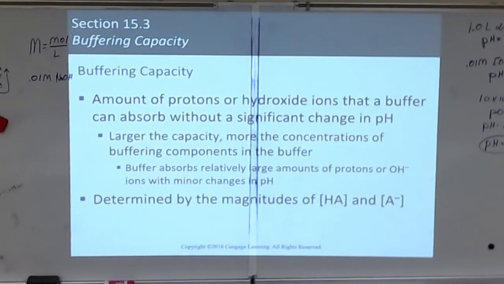Okay? All right, so the capacity is the amount of protons or hydroxide ions a buffer can absorb without changing the pH too much. The larger the capacity, the more concentration of buffering components. And this is simply determined by the magnitudes. You probably heard me mention a couple slides ago when they were talking about the ratios, that one had more capacity than the other. If you've got a large concentration of this and a large concentration of the conjugate base, then you can absorb a lot of material.